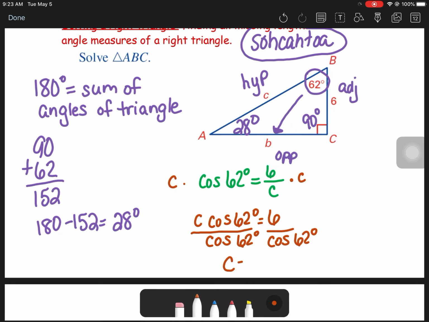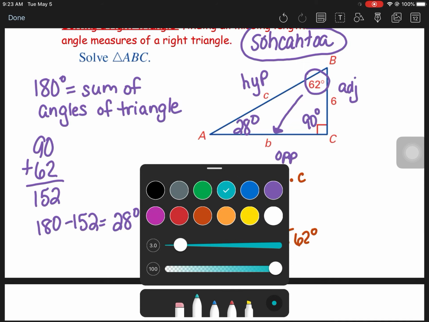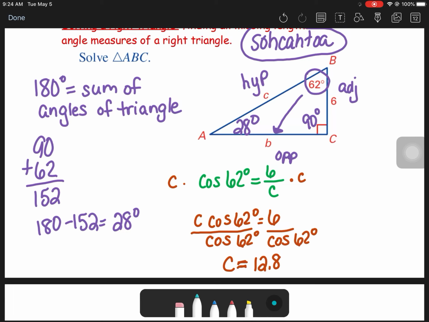So what we will do is we will use our calculator. And so if you take 6 divided by the cosine of 62 degrees, and you can use your phone, it has cosine on it, you just have to turn it sideways. And you should get approximately, and we'll have to round, 12.8. You should practice trying this on your calculator.